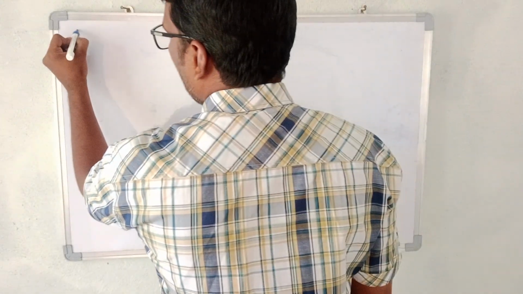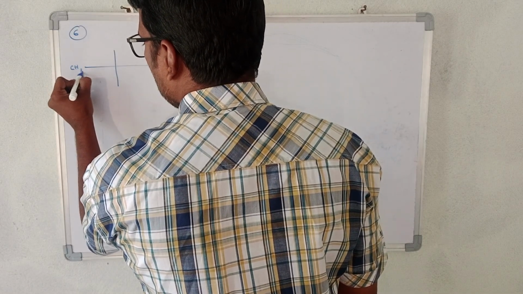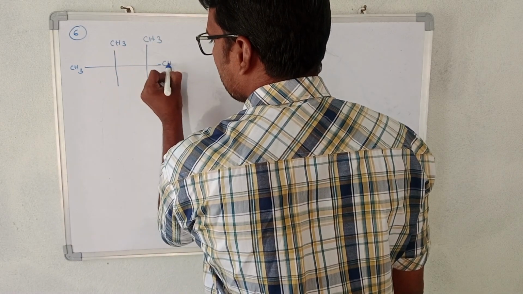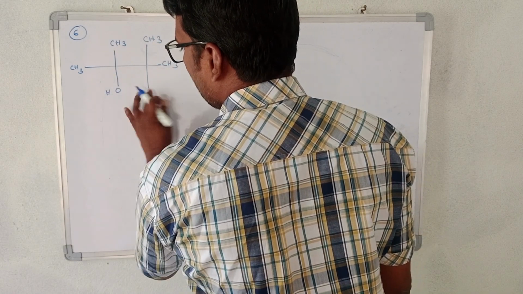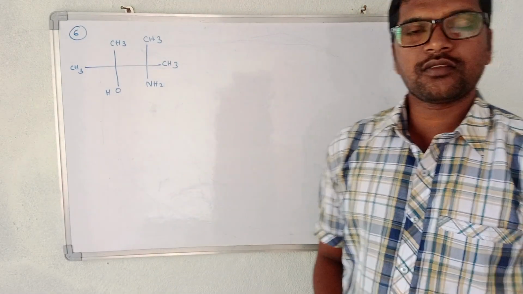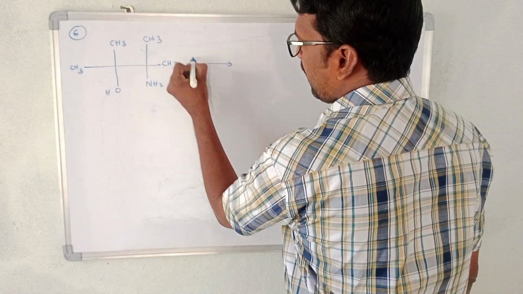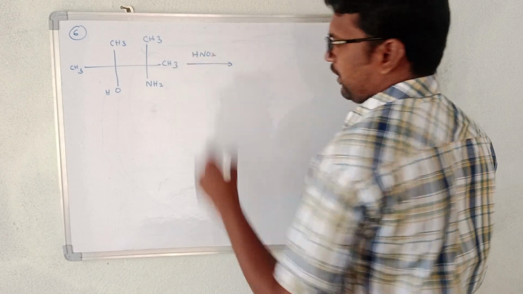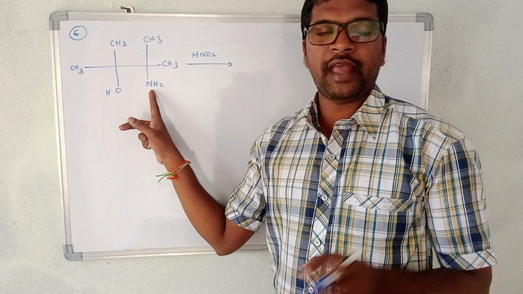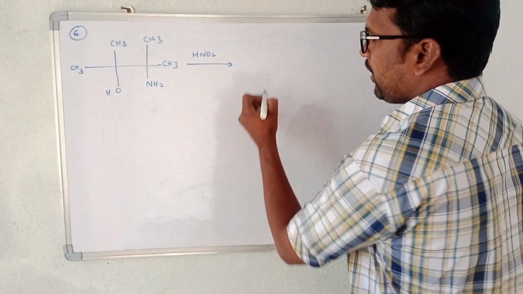It is the sixth example. It is not a diol. We take it like this: CH3, CH3, CH3, CH3. In one place I take OH. In another place, in place of OH, I take NH2. It also follows this reaction, but it is not a diol. Whenever OH and NH2 are present, the mineral acid used is HNO2. Here NH2 has amine nature. An amine on reaction with HNO2 undergoes diazotization.